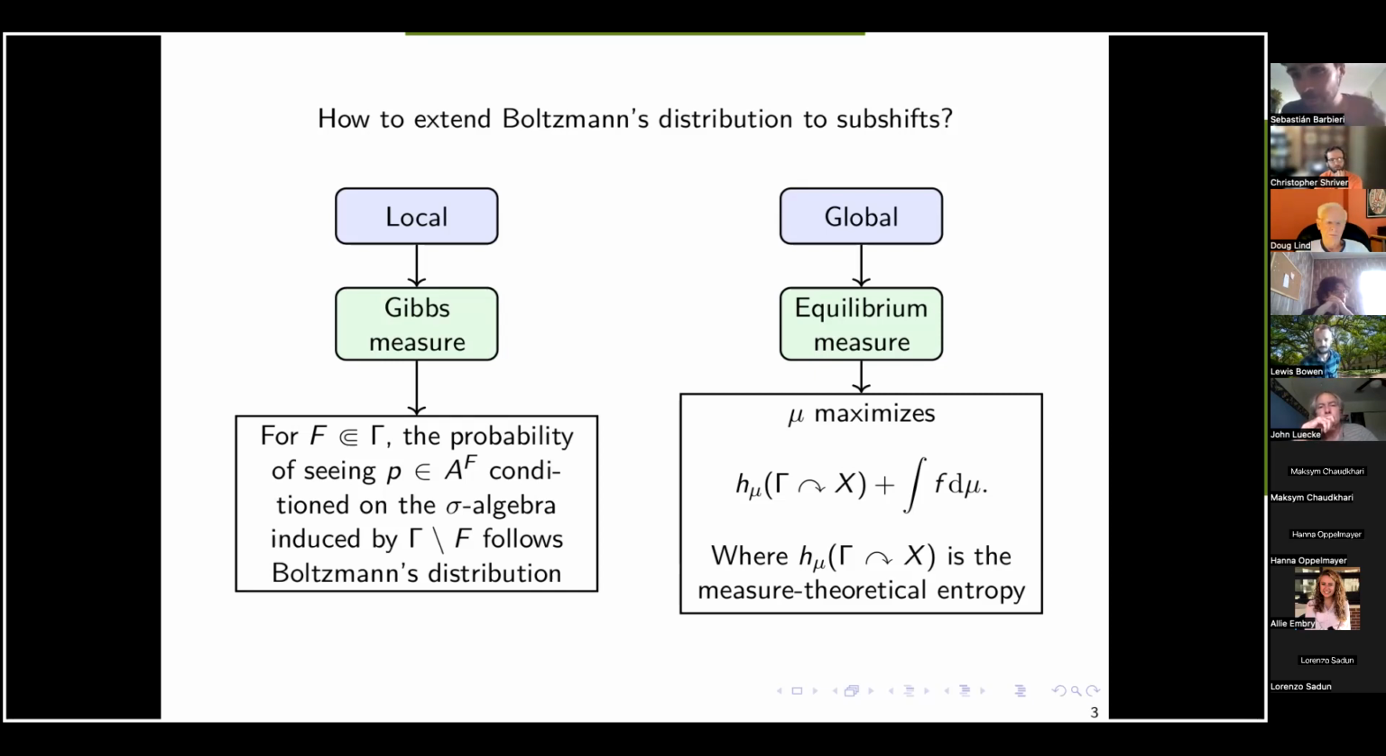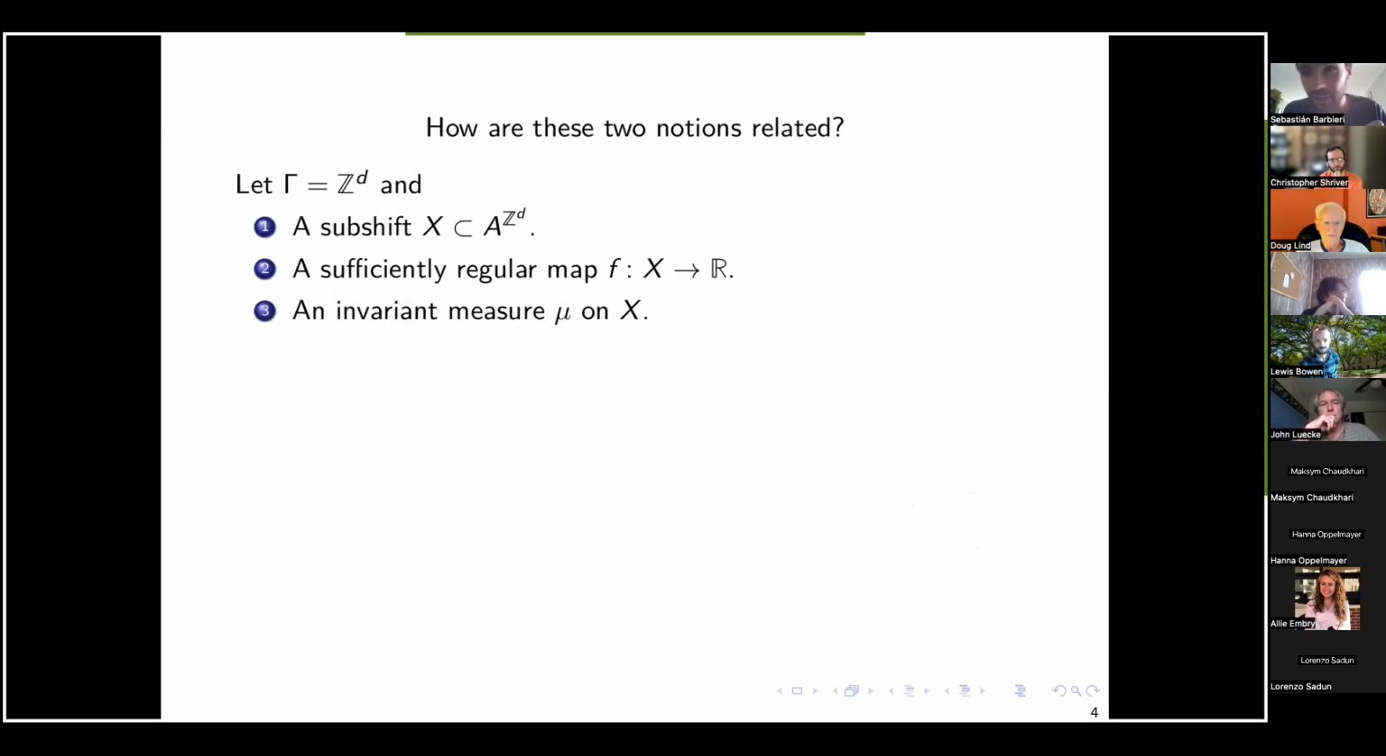All right, so what can I tell you that was done in the 70s or the 60s? I'm going to look at a very restricted setting. I was looking at countable groups, but now I'm just going to look at Z to the D. I'm going to fix a subshift X in A to the Z to the D. I'm going to take a map from the subshift to the reals, which is regular enough. I will say at the end of the talk what regular enough means. And I'm going to take an invariant measure, a Borel invariant probability measure on X.